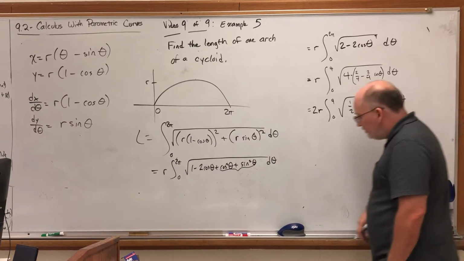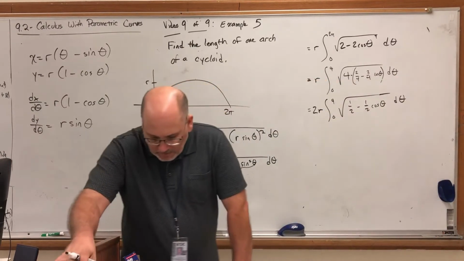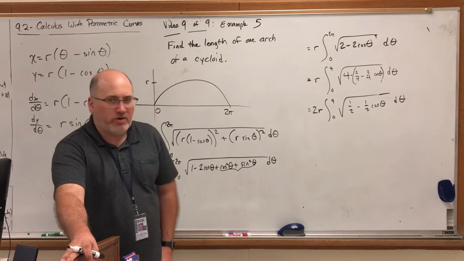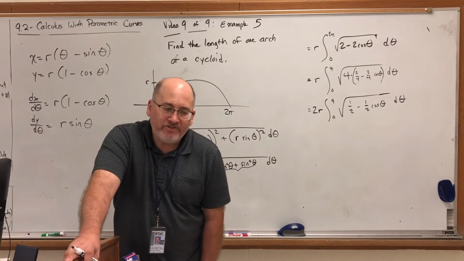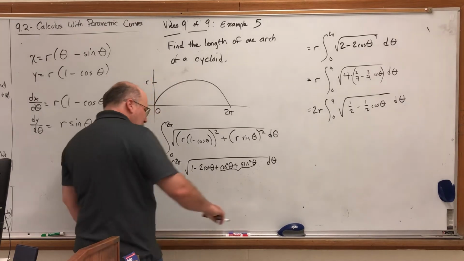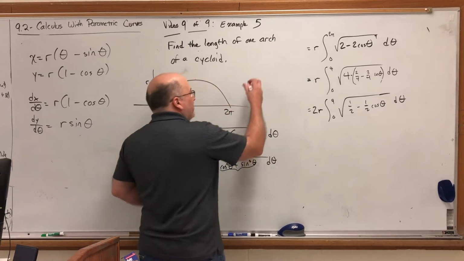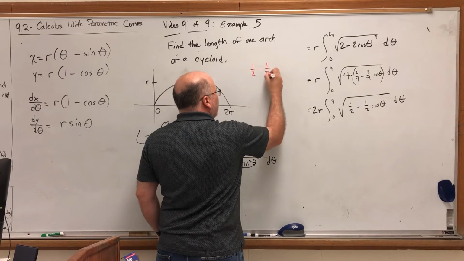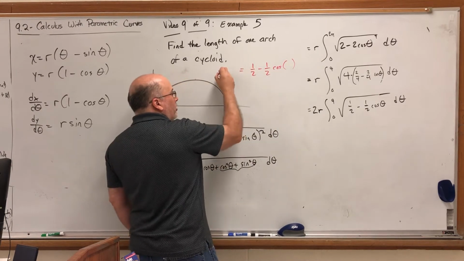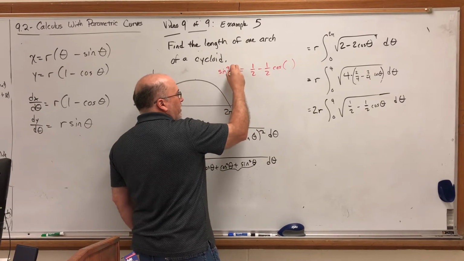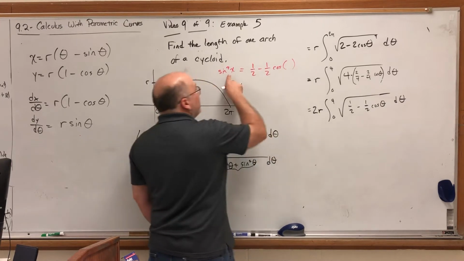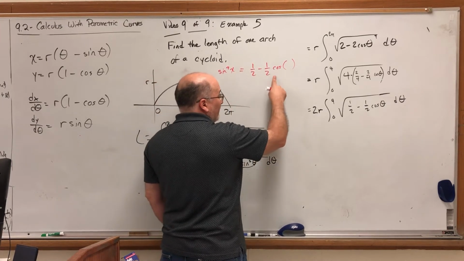d theta. Now, why is that helpful? Where have we seen 1/2 minus 1/2 cosine theta before? Well, we haven't seen precisely that, but we've seen something that looks strikingly similar. Haven't we seen in a power reducing formula something that looks like this? We did. What we saw was sine squared of x equals 1/2 minus 1/2 cosine of 2x.